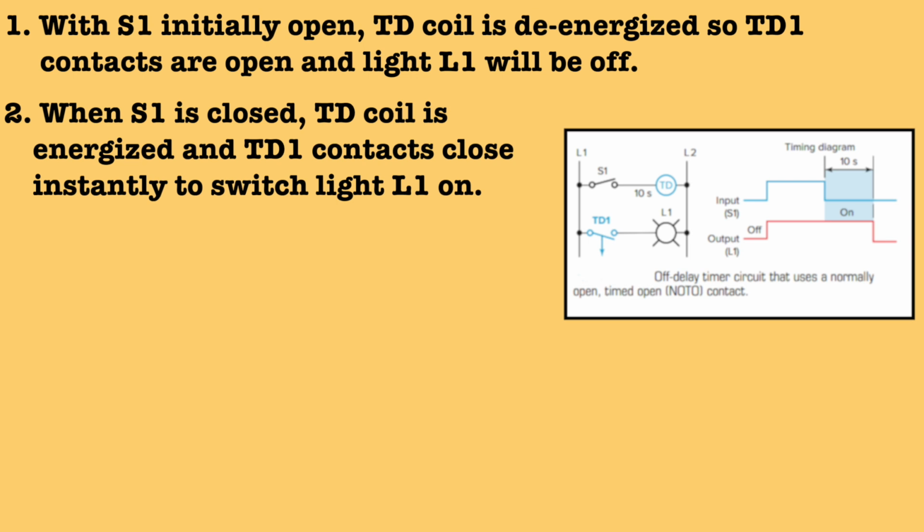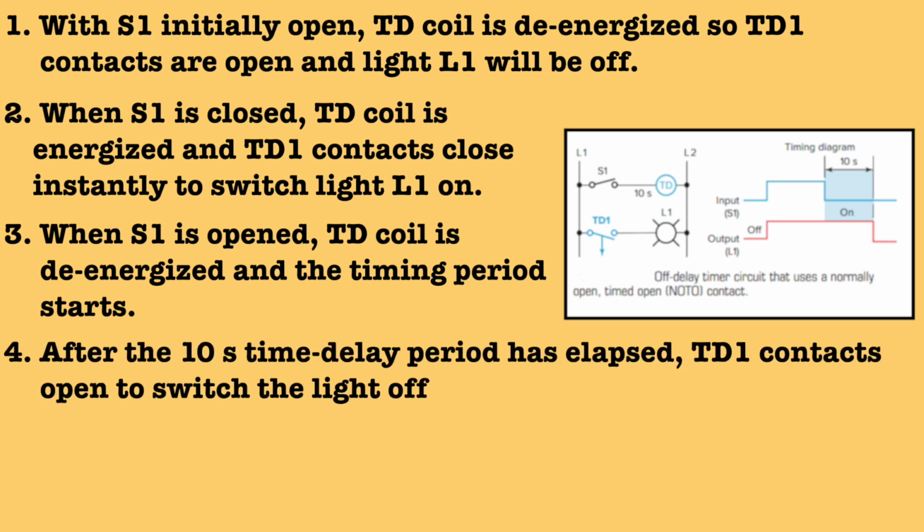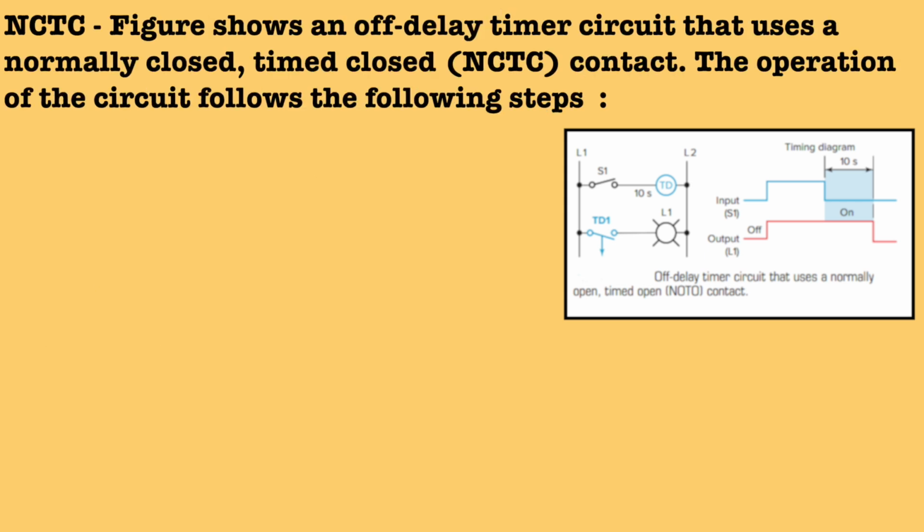In the next step, when S1 is opened, the TD coil is de-energized and the timing period starts. After 10 seconds, the time delay period has lapsed, and TD1 contacts open to switch the light off. Next is NCTC. You can see in the figure NCTC, normally closed timed closed contacts. In this case also, the input switch is represented by S1 and the output is represented by L1.